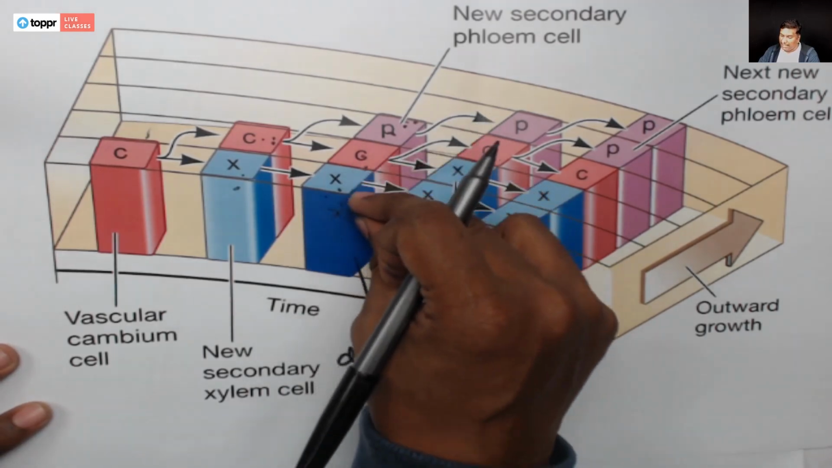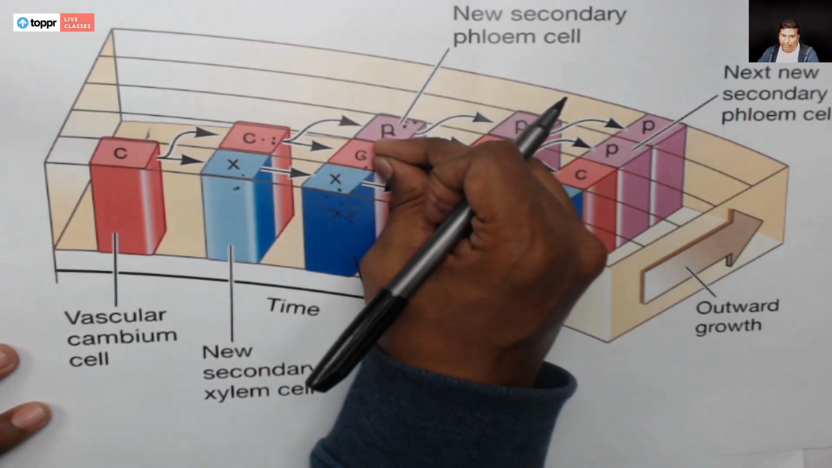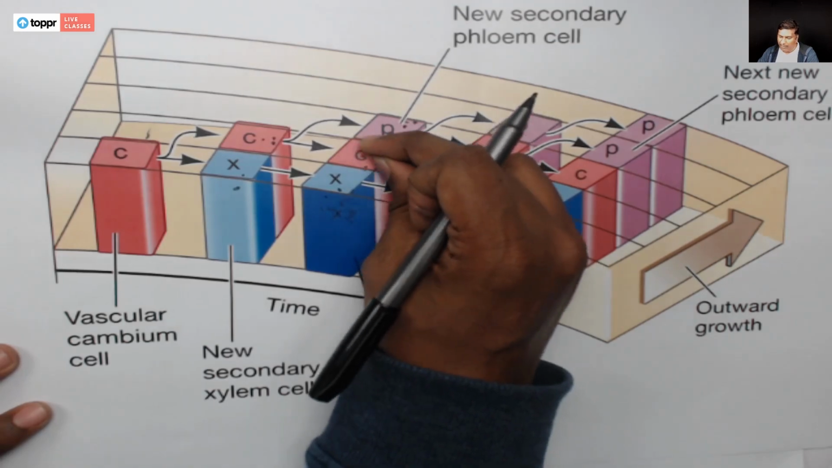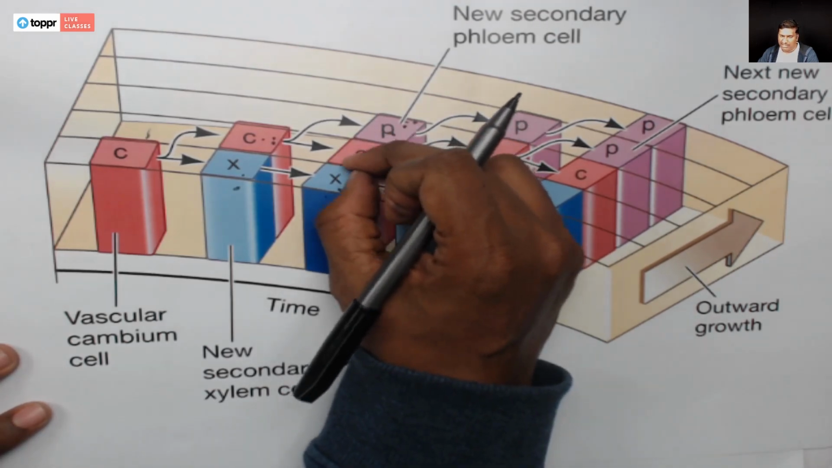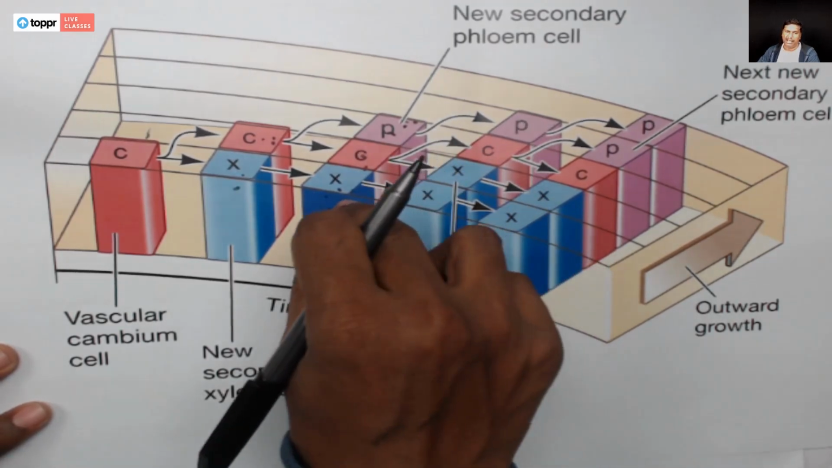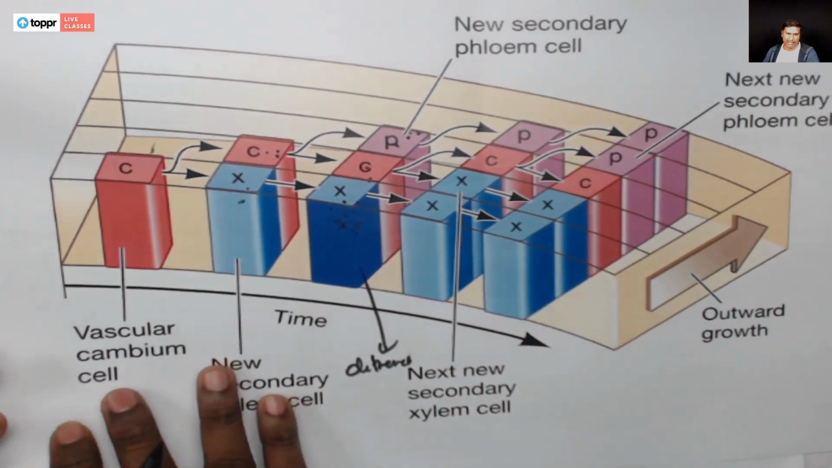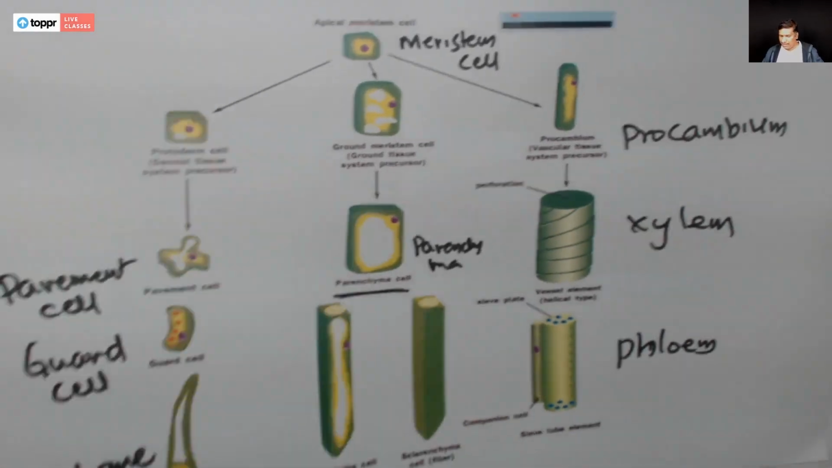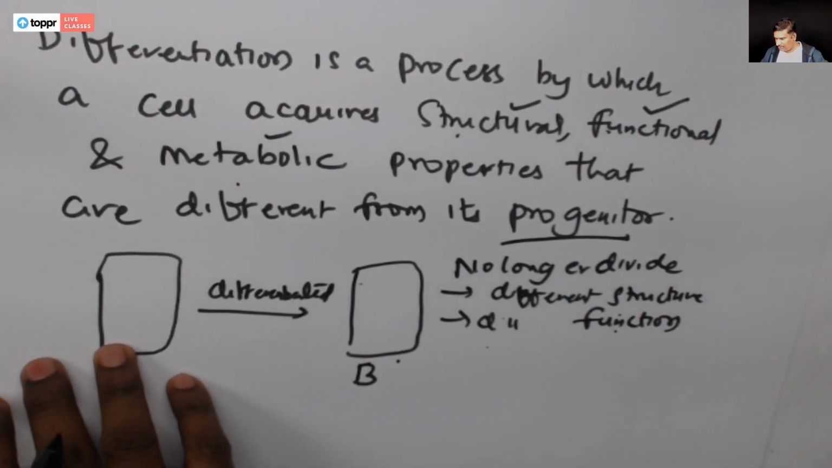That means when I say it loses, we are talking about from the original parent. If the structural, metabolic and functional properties are different from the original parent, we say the cell is differentiated. The cell has changed. So that is about differentiation.